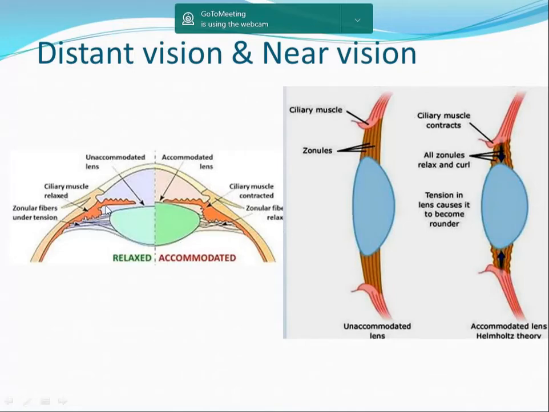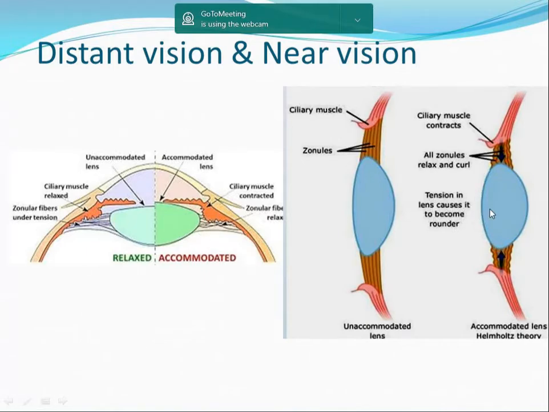Now, as you get the object nearer, the lens has to become more convex. For that, your ciliary muscle contracts, and when it contracts, the suspensory ligaments become very slack or loose. A few suspensory ligaments are attached to the anterior capsule, so when they become loose, the anterior capsule of the lens is free to become fat. It bulges and becomes more convex.